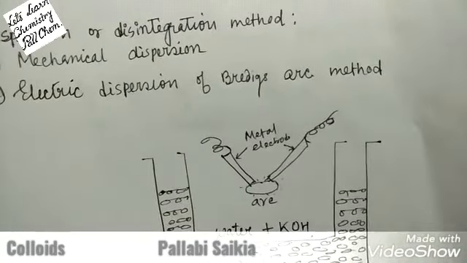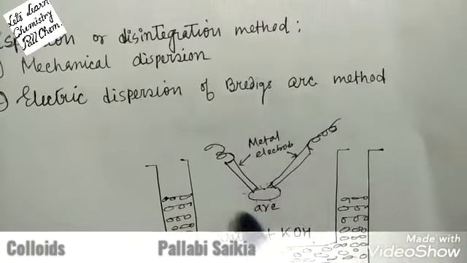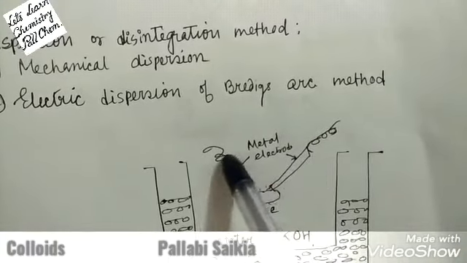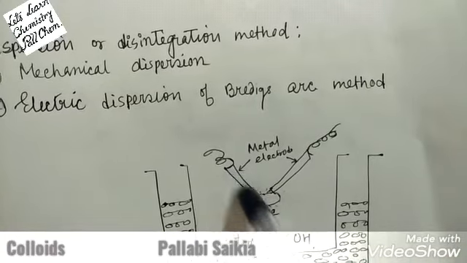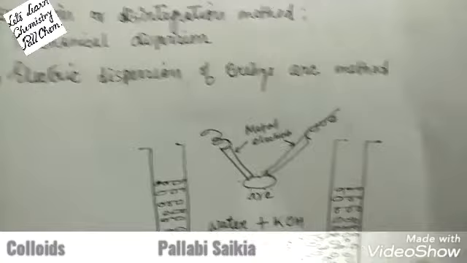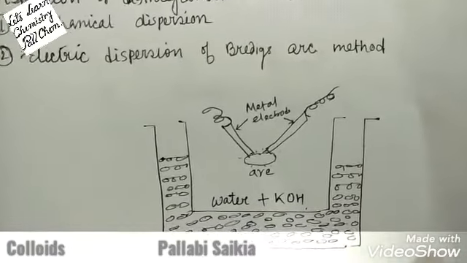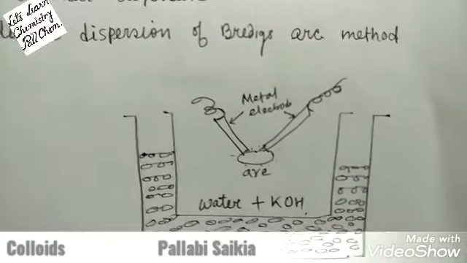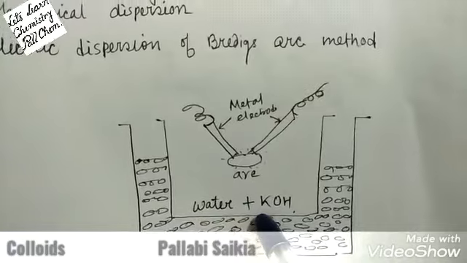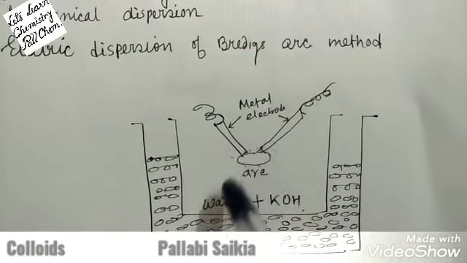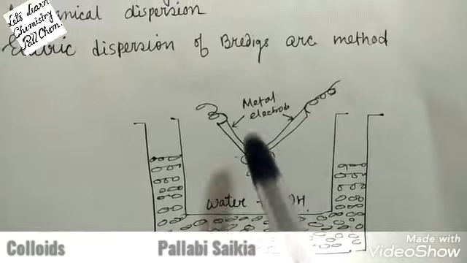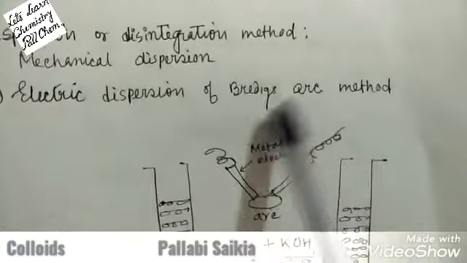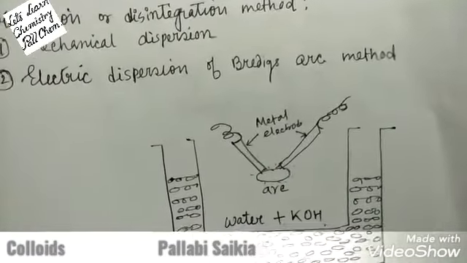Now the local heat emerging from the arc will vaporize the metal rod, and the metal vapor will be passed to the dispersion medium, that is water, and immediately the metal vapor will be condensed in water. This will give the metal sol, and this sol is stabilized by potassium hydroxide. This method is known as Bredig's arc method.